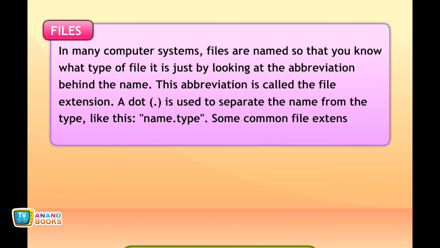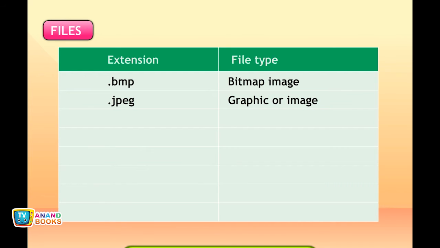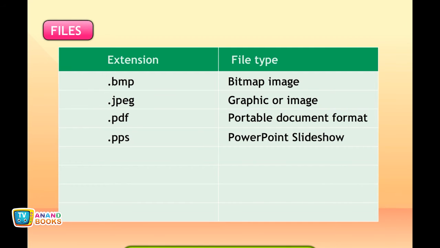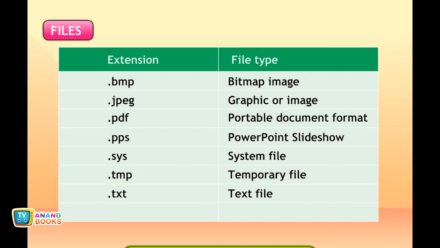Some common file extensions are: extension, file type. .bmp, bitmap image. .jpeg, graphic or image. .pdf, portable document format. .pps, PowerPoint slideshow. .sys, system file. .tmp, temporary file. .txt, text file. .wmv, Windows Media Video.